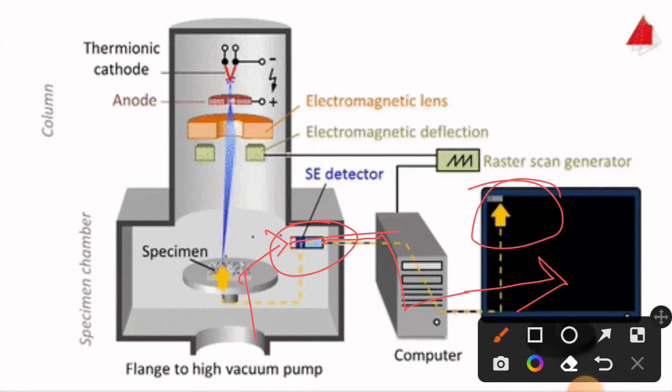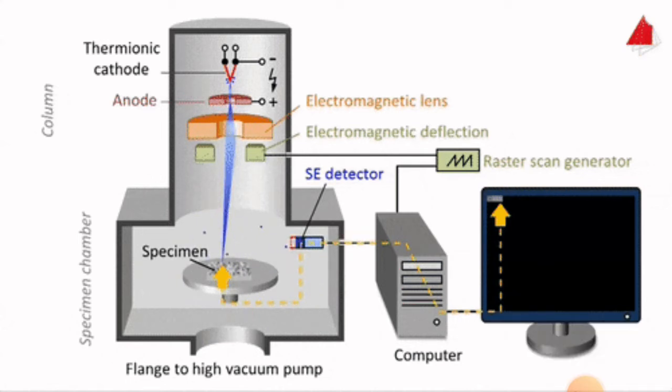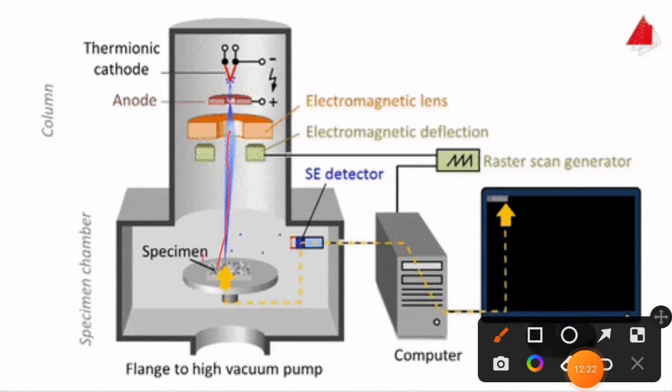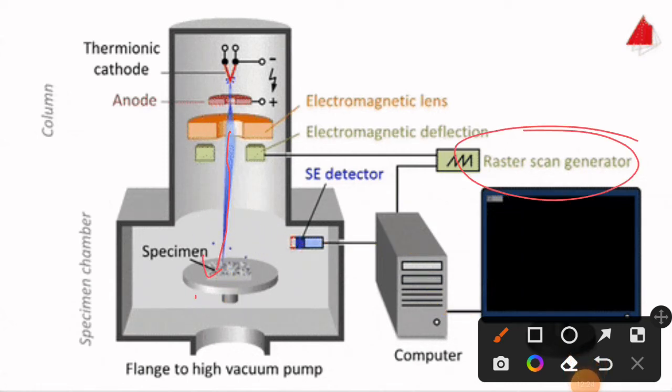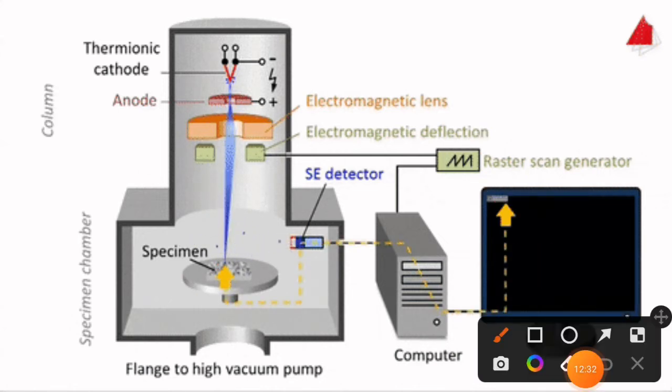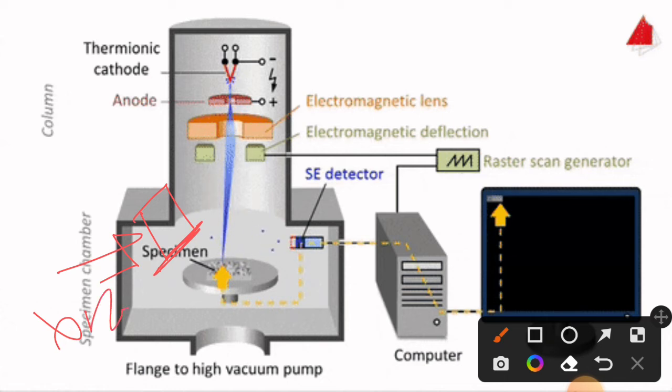Then, as you can see here, the electron beam is deflected with the help of the raster scan generator. This raster scan generator will help us to create the entire image. There is another detector present just like this point, that is the X-ray detector. This X-ray detector will detect the wavelength of the energy emitted by the electron. So that is the entire idea.